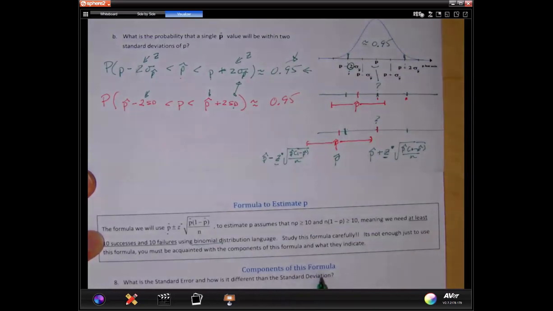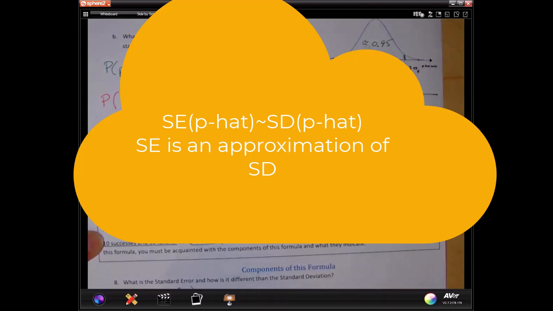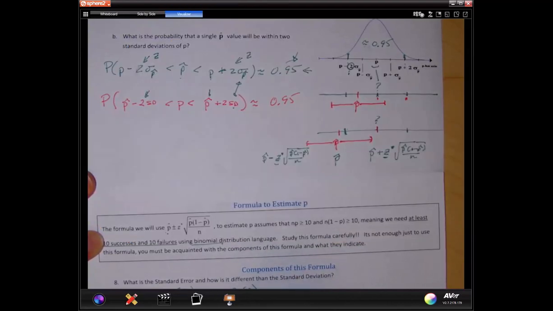Components of this formula. Let's talk about this. What is the standard error? How does it differ from the standard deviation? Standard error, often abbreviated like this, standard error of p hat, specifically because we're talking about p hat. What is this? Standard error is an approximation of standard deviation, in this case of p hat. But in general, standard error is just an approximation of standard deviation, whatever it happens to be. So that's all the standard error is.